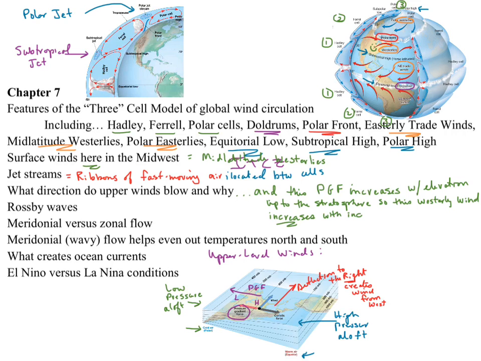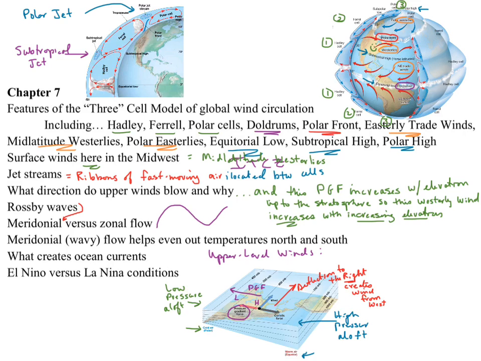And my thing in green up there is that this pressure gradient force will increase with elevation. And as the pressure gradient force increases, the winds will also increase with elevation, up to, as I understand it, the stratosphere.